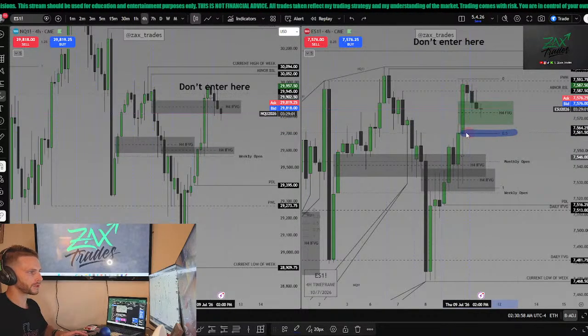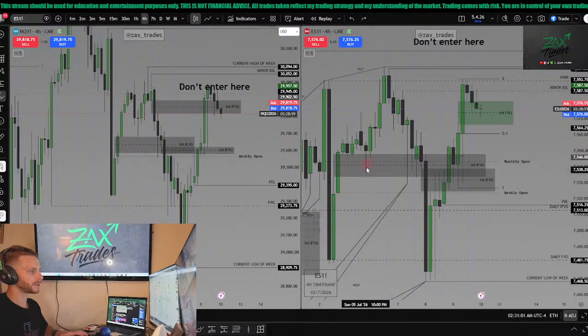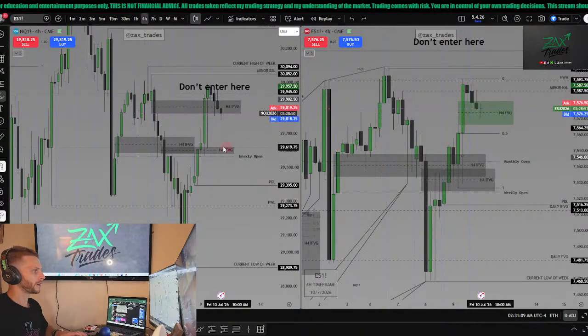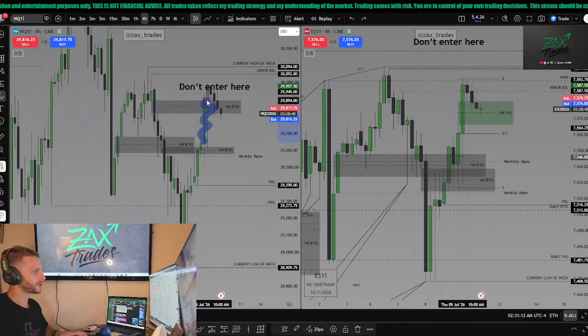But if it starts retreating under this, then this, to me, has a high likelihood of inversing. All right, so unfortunately, like I mentioned, we don't have that same gap on ES.